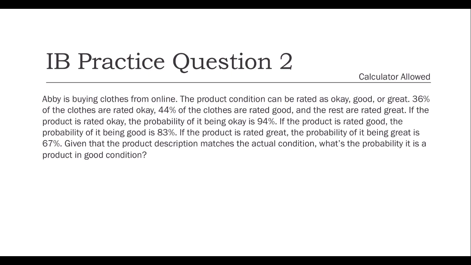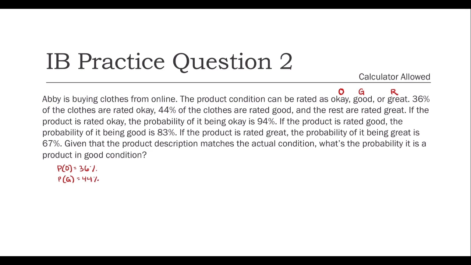Now we have our second IB practice question. It says Abby is buying clothes from online. The product condition can be rated as okay, good, or great. So we'll call these okay, good, or great. 36% of the clothes are rated okay. So the probability that it's okay is 36%. 44% of the clothes are rated good. So probability that it's good is 44%.